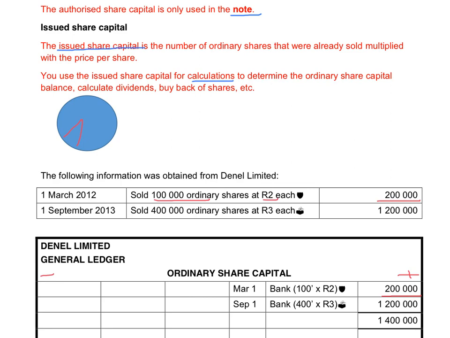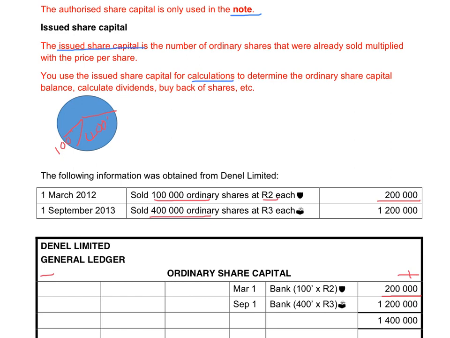Then in 2013, they decided they need more money because they want to expand the business, and they decided to sell an additional 400,000 ordinary shares. So out of this cake, they've taken 400,000 shares. The first lot that they sold was 100,000. Now they are selling 400,000.